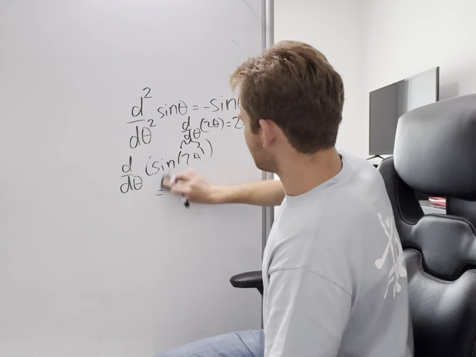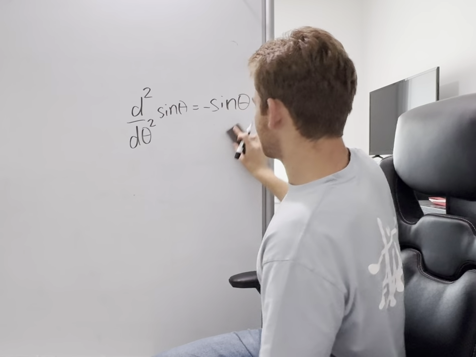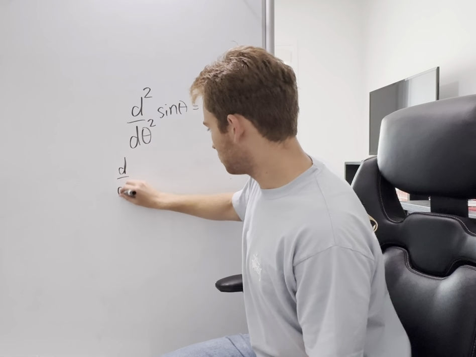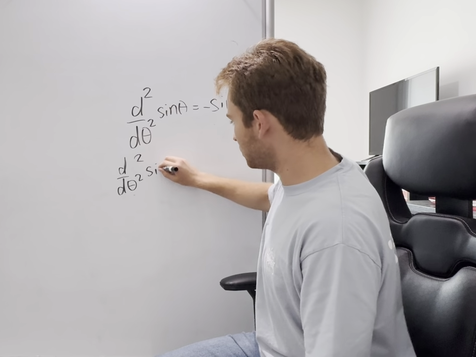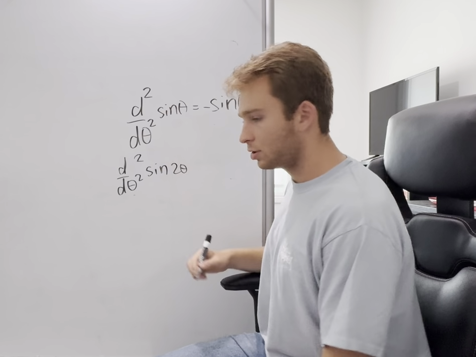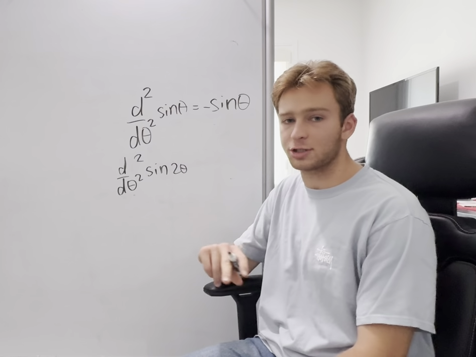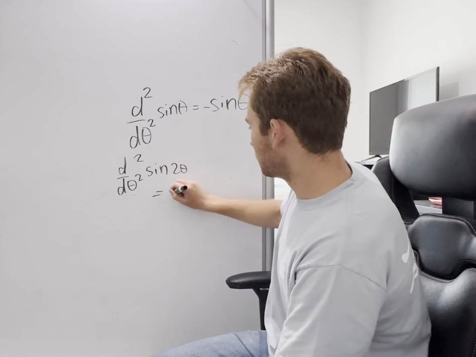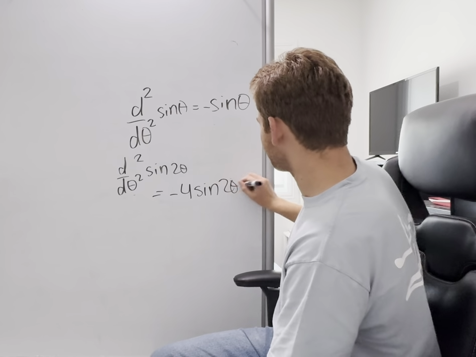And so it follows that the second derivative of sine of something theta, let's just say that something is equal to 2 again, so sine of 2 theta, you're going to multiply it by 2 once when you take the first derivative, and you're going to multiply it by 2 a second time when you take the second derivative. And so that'll be negative 4 times sine of 2 theta.